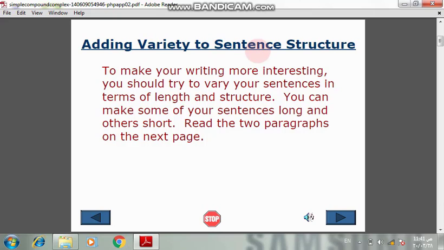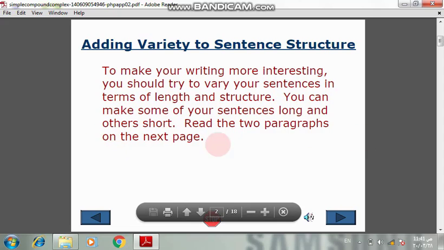Adding variety to sentence structure. To make your writing more interesting, you should try to vary your sentences in terms of length and structure. You can make some of your sentences long and others short. Read the two paragraphs on the next page.